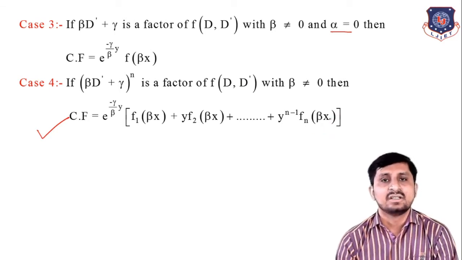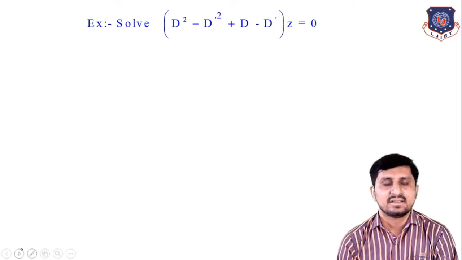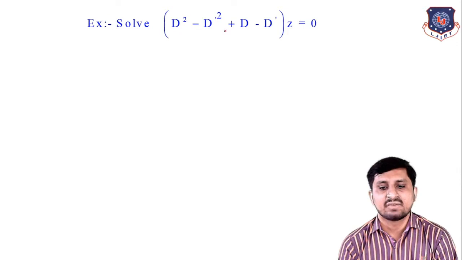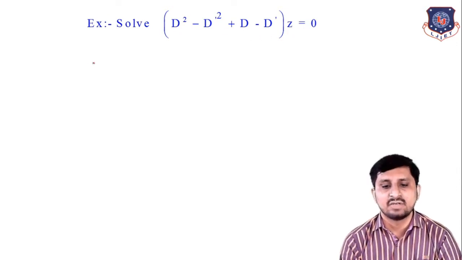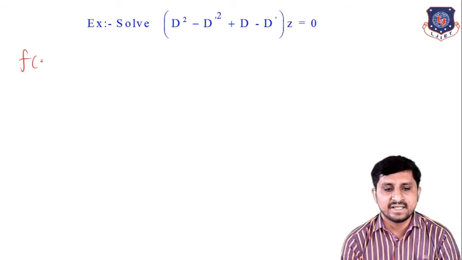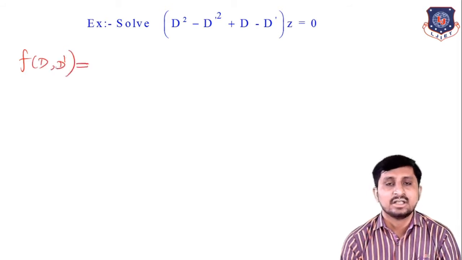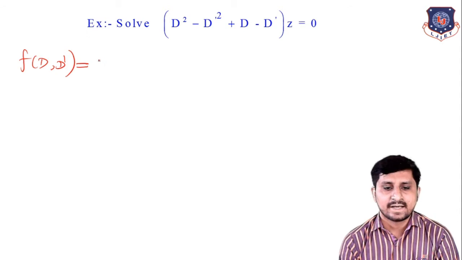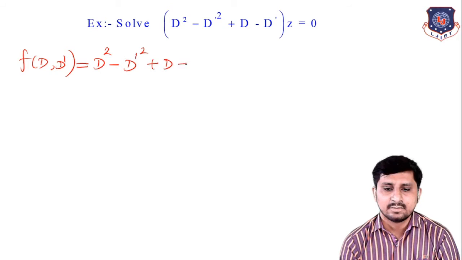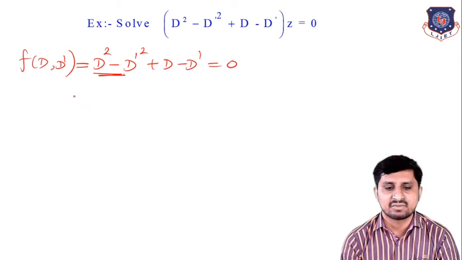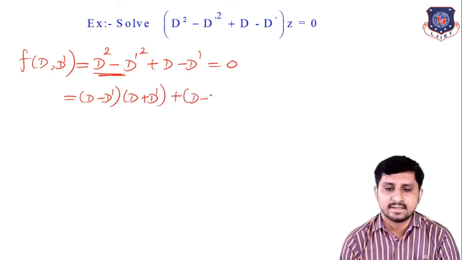Okay, so let's solve some examples for non-homogeneous linear partial differential equations. So this is my first example: (D² − D'² + D − D') z = 0. So clearly f(D, D') is not a homogeneous operator, right? So D² − D'² + D − D' equals 0. Now from the first two terms, D² − D'², I can write (D − D')(D + D'), and D − D' as it is.